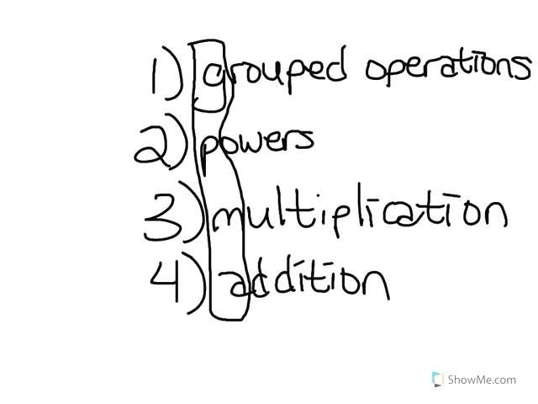Grouped operations are most commonly represented by parentheses, as they are by far the most common grouping symbol. Powers are represented by exponents. Whenever we see an exponent, we know that we are dealing with powers.